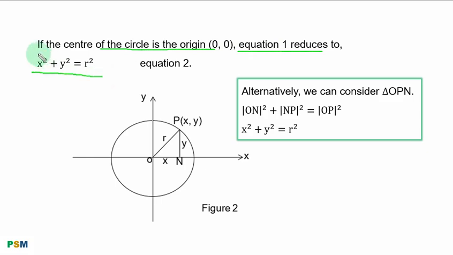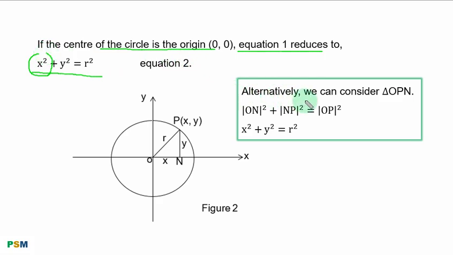In equation 1, this term is (x minus a) square. If a is equal to 0, you simply have x square plus y square equal to r square as equation 2.